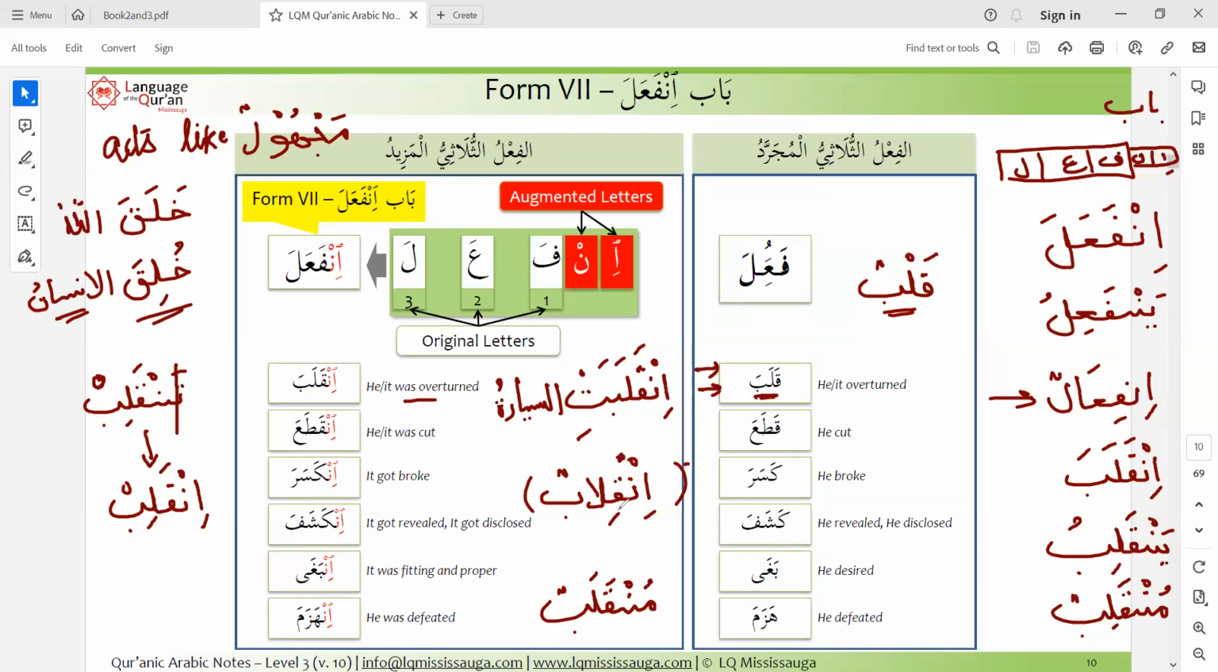Okay. Now let's take the next verb. We have qata'a. Okay, qata'a yaqta'u, it means to cut, or he cut it. Now, if we add alif noon or hamzatul wasl and noon to this verb, we will get inqata'a. Inqata'a means it was cut.